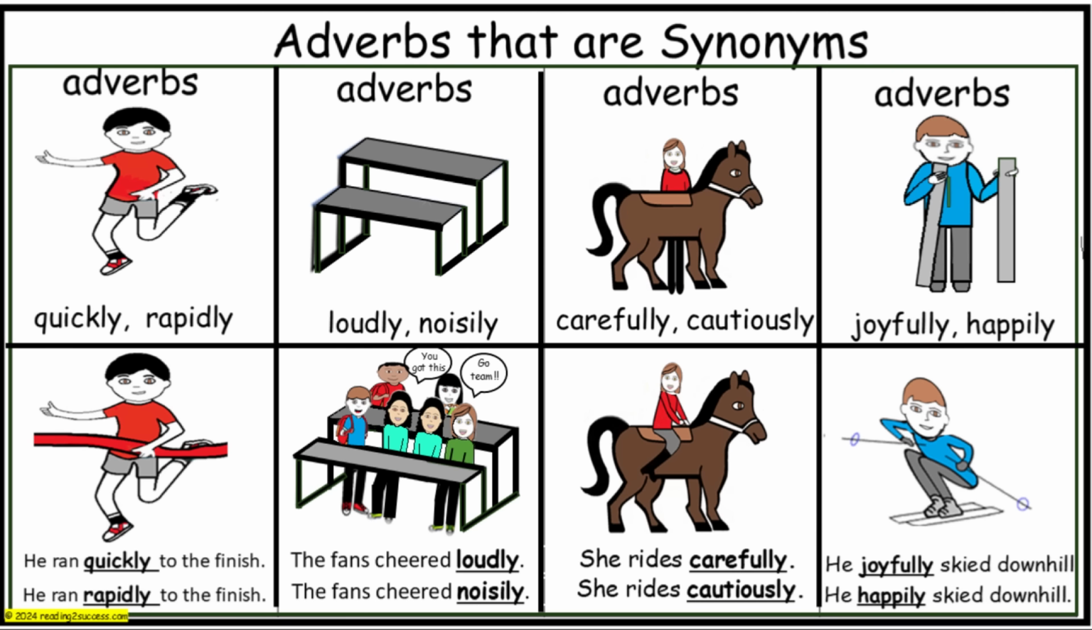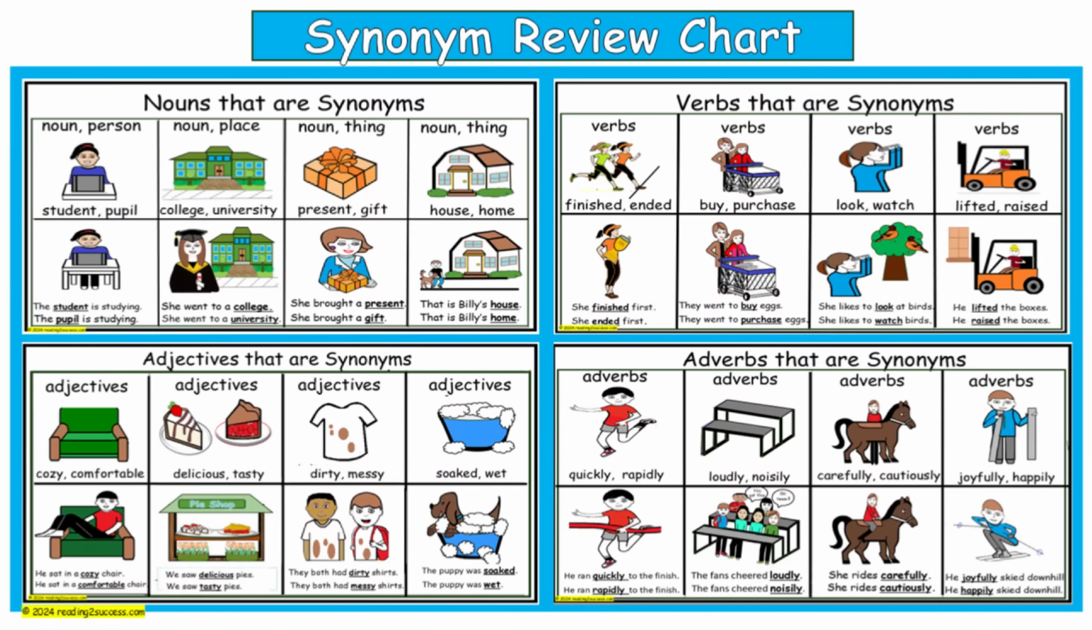The fourth chart, adverbs that are synonyms. Remind kids that adverbs describe verbs. In each of the four examples, there are two adverbs that are synonyms. Quickly and rapidly, loudly and noisily, carefully and cautiously, and joyfully and happily. And we end this section with a synonym review chart.